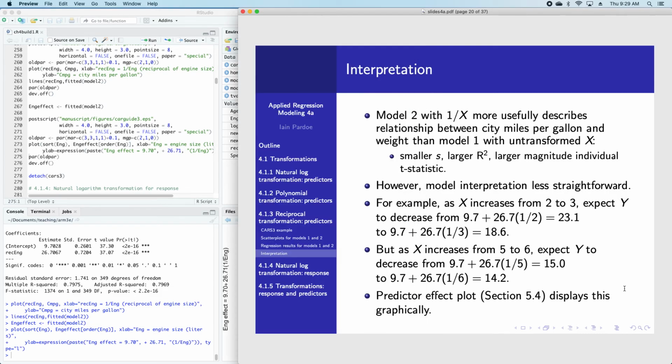Okay, so that's some examples of transformations for the predictors in a multiple linear regression model. We've done some very simple examples with just one predictor, but transformations like this can be applied in more complicated models with multiple predictors. In the next video, we'll talk about, instead of transforming the predictor, we'll look at transforming the response. And then we'll also look at an example where we transform the predictor and the response.